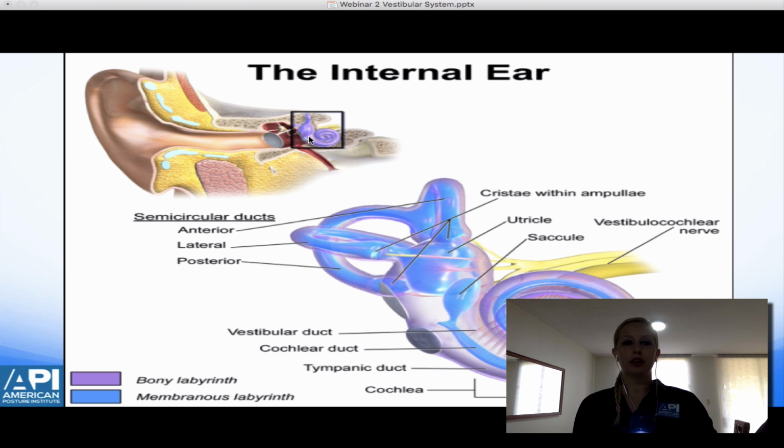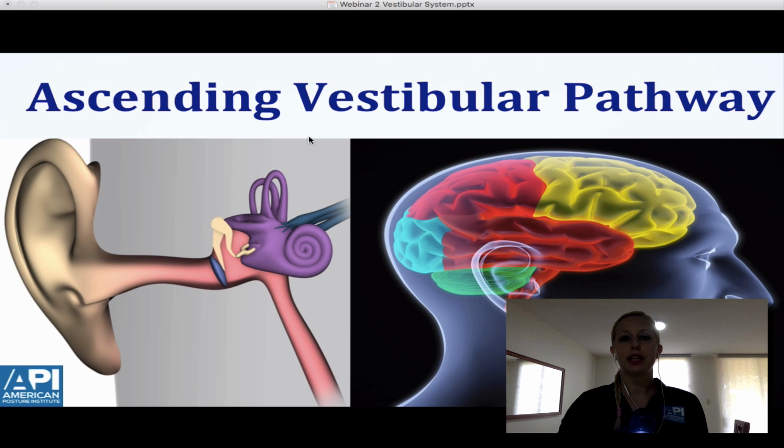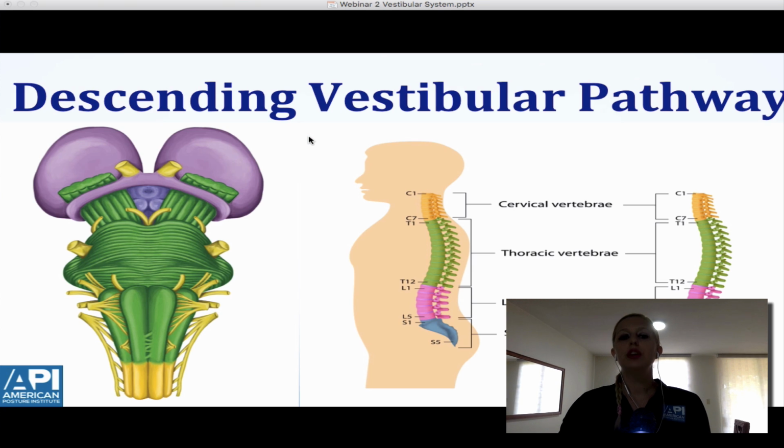So then the vestibulocochlear nerve carries the information from the inner ear to the vestibular nuclei, which are located in the brainstem. So within the brainstem, you can see it here. The brainstem has the mesencephalon on top, the pons, and then the medulla. So it's created with 3 parts. Now, there are actually 4 different vestibular nuclei. The 4 vestibular nuclei are going to be located in the pons and the medulla.